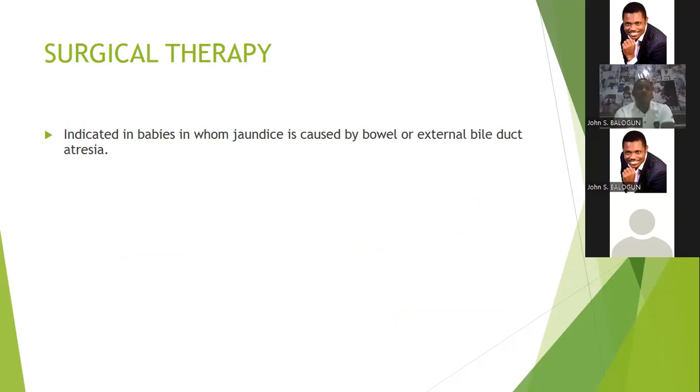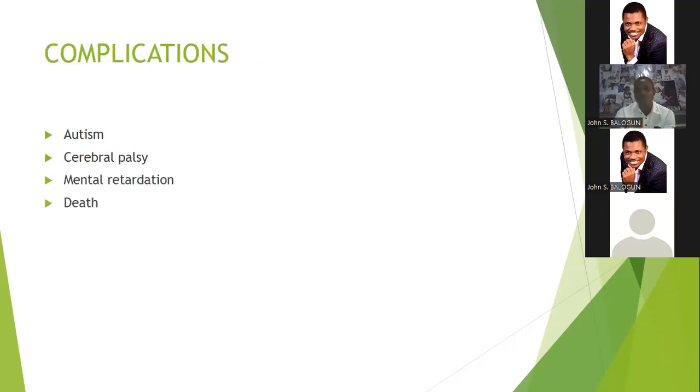So now for those babies who have surgical jaundice, in which there is obstruction at any point, either bowel obstruction like intestinal obstruction or biliary atresia, they might require surgical consultation and they may have surgery.